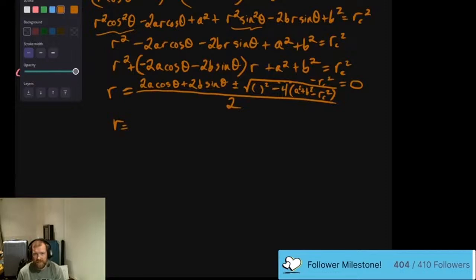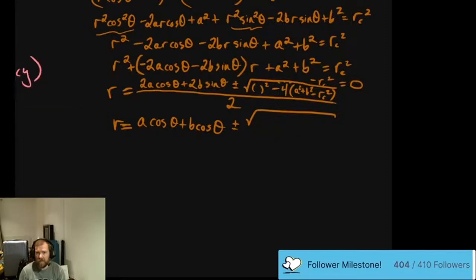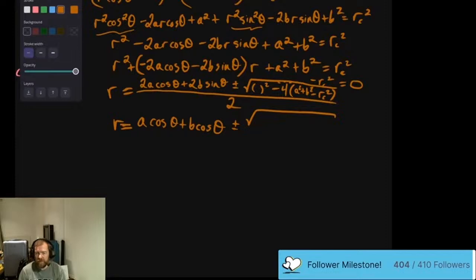So the function we can use here is going to be r equals a cosine theta plus b sine theta plus or minus this square root thing over 2. We're not going to get... Oh, no, we are going to get a 4 out of it. So that's good at least. The 2 at the bottom and the 4s on the inside will divide out. So forgive my shorthand.